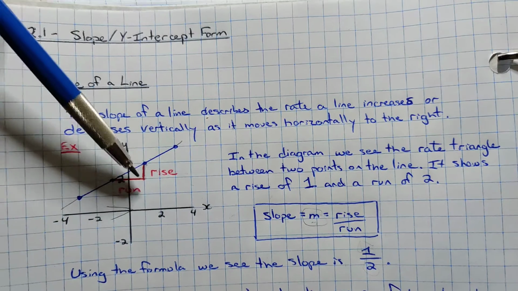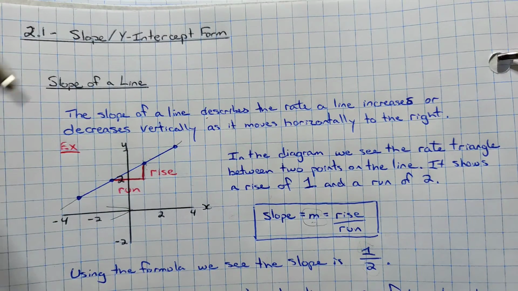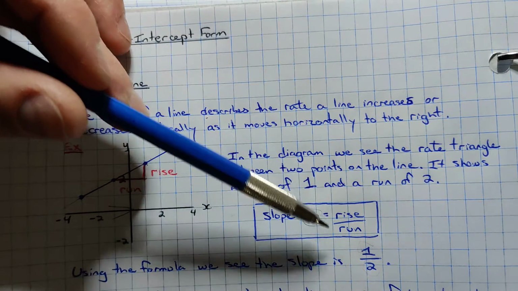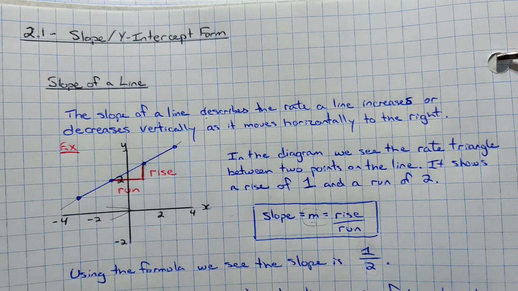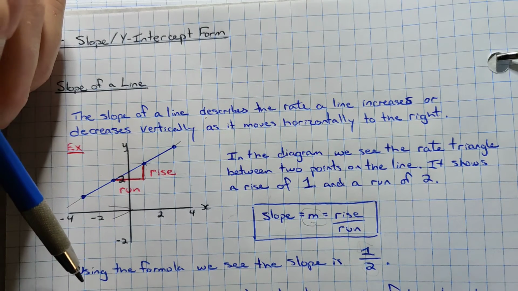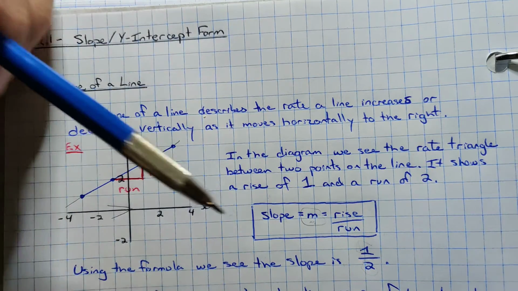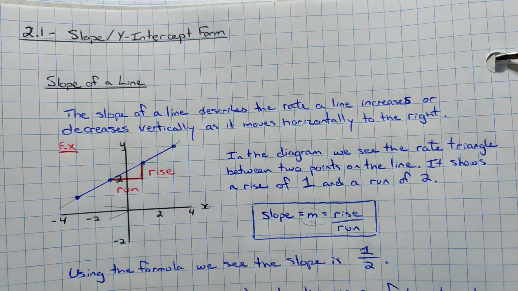So in this diagram here, I have a rise of 1, a run of 2. So the slope of this line, which is the rise over the run, m being the value that we often associate with slope, is 1 over 2. So that's our slope, 1 over 2. 0.5 is also acceptable as the slope.